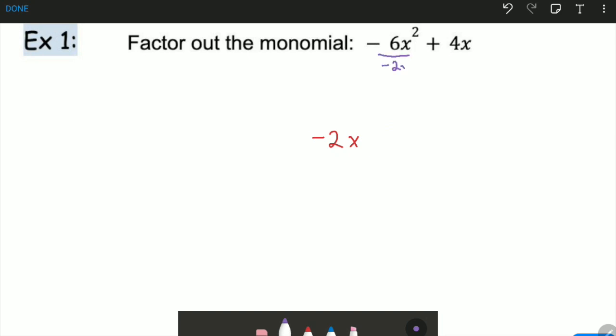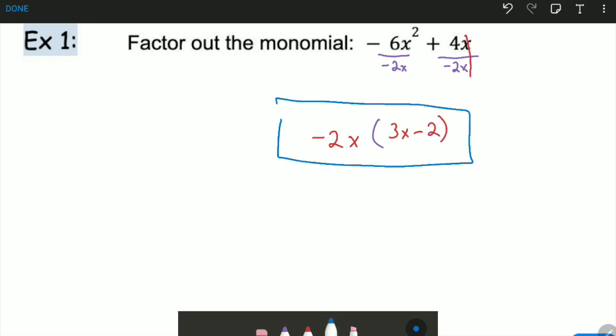Now that I know that, I'm going to divide both terms by negative 2x, so I can find the other factor. Negative 6 divided by negative 2 is positive 3. X squared divided by x leaves us with 1 remaining x. In the second term, we have 4 divided by negative 2, which is negative 2. And the x's in this case will cancel out, leaving us with negative 2x times, in parentheses, 3x minus 2.